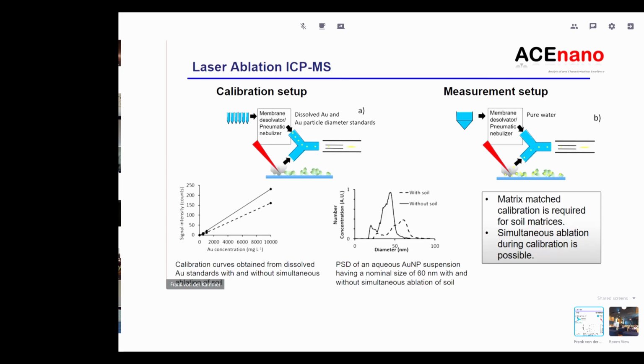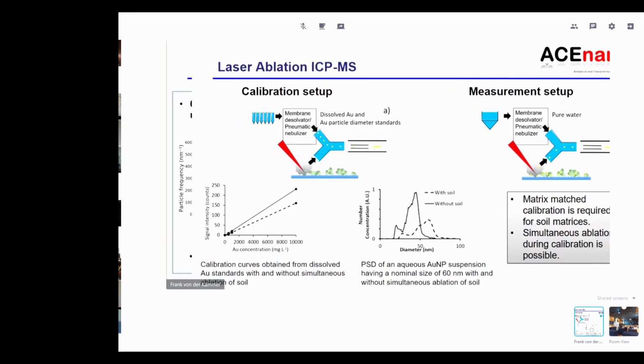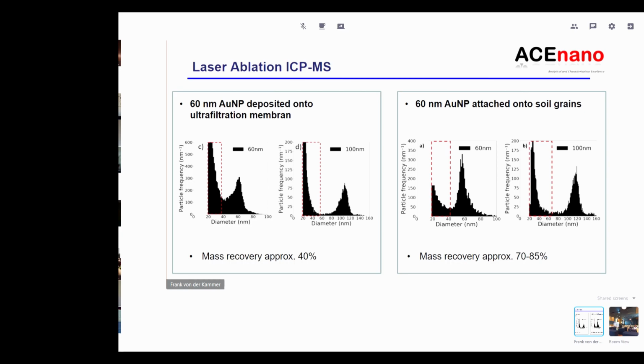What is actually also possible by running the ablation of soil and the calibration in parallel. Results are quite good actually when we are looking into 60 nanometer particles that are attached on our filtration membrane. We see actually that we can levitate the particles and measure them, as well 60 and 100 nanometer particles. The mass recovery from that actually is 40%. And when we are going to real soil, actually we are recovering even up to 85% of the particles that have been brought onto the soil.